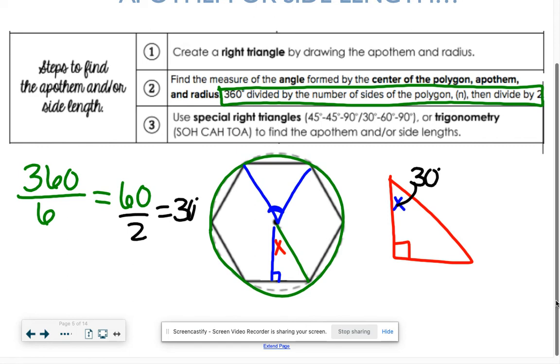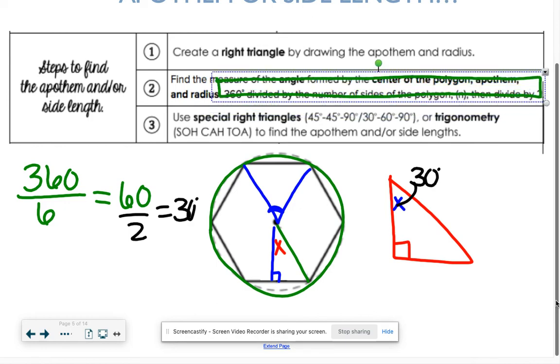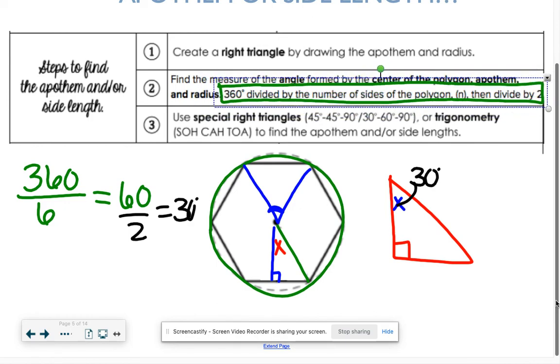The big thing here that I really need you to do is highlight this part. Yep, that's what you want. You take 360 divided by the number of sides, which was 6, and then take that number divided by 2. And that will give you this angle right here. All right, let's dive in and see how we do.